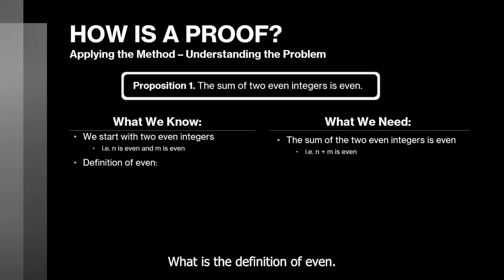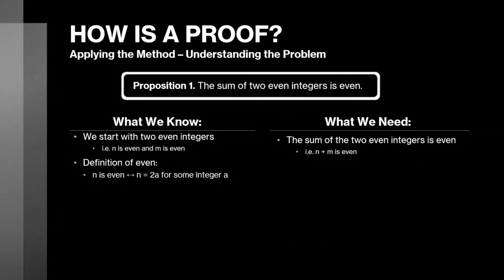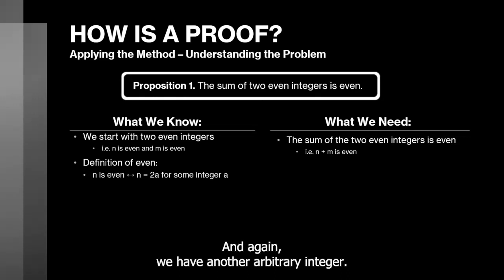What is the definition of even? We know that even means that this integer n is a multiple of 2. What does that mean? It's 2 times an integer, for any integer a. Again, we have another arbitrary integer. We're going to give it a name so we can use this in an equation.